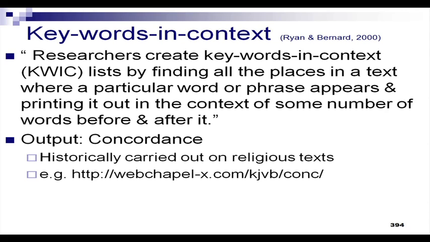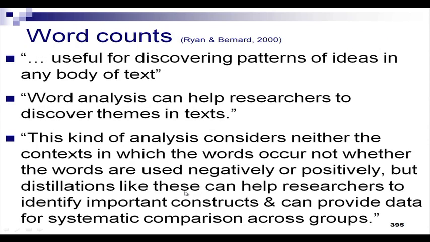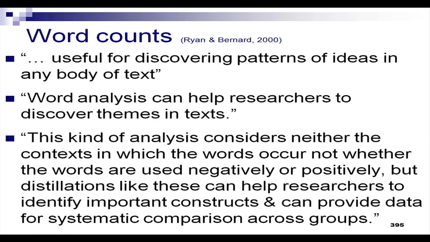And the most common abbreviation for this type of technique is KWIC, keywords in context. The next technique is word counts, and it's simply a physical counting of words that appear in a particular text, the number of times the same word appears in a particular text. It's useful for discovering patterns of ideas in any body of text, and it can help researchers to discover themes in text because you know how many times that word appears.